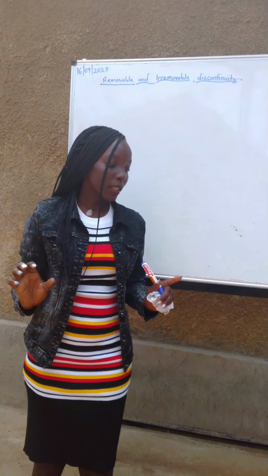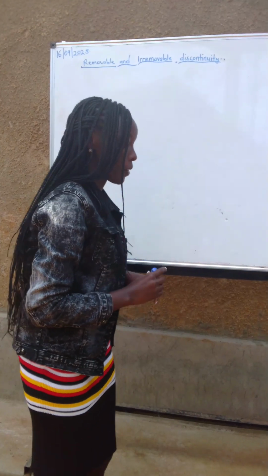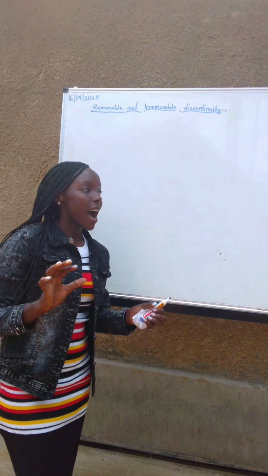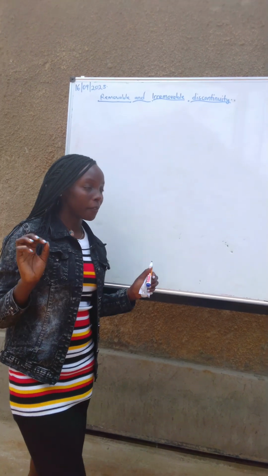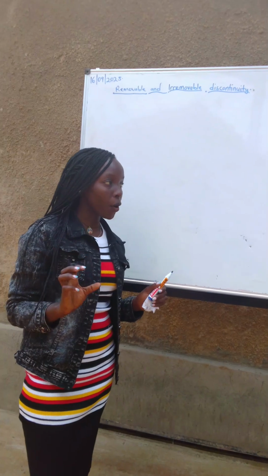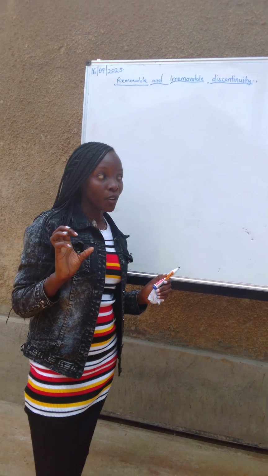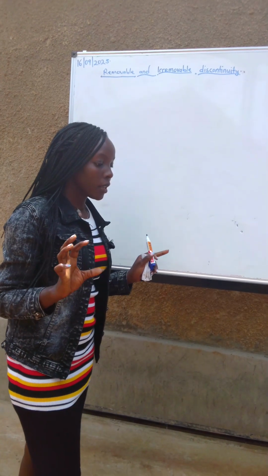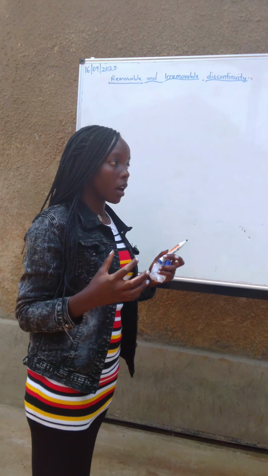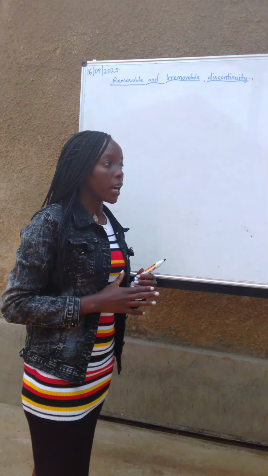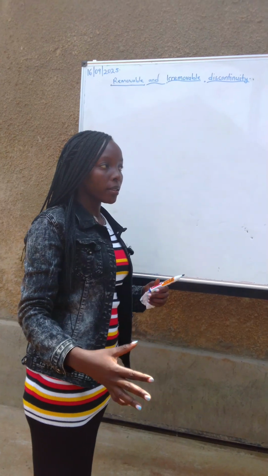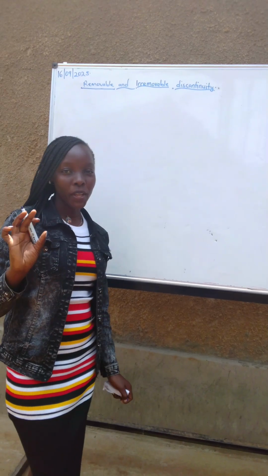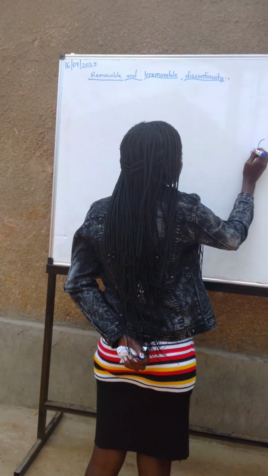The removable discontinuity occurs when the limit of the function exists but at a certain point the function is undefined, or it can be different at some point. So at a given point it can be different, and at certain points it can be undefined. When we talk about a function being undefined, this is what we mean.